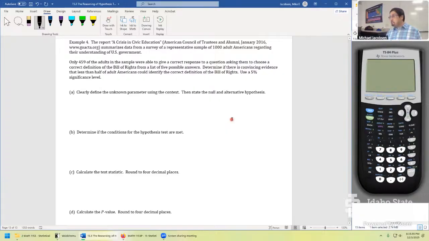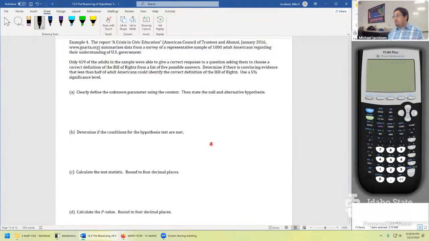It says, the report, A Crisis in Civic Education, done in January 2016, summarizes the data from a survey of another representative sample of 1,000 adult Americans regarding their understanding of US government. So this is really interesting data. I have to admit, government wasn't my favorite class in high school. So if I was in the sample, I might have struggled as well with the question they would have asked.